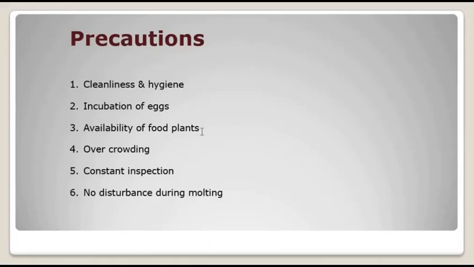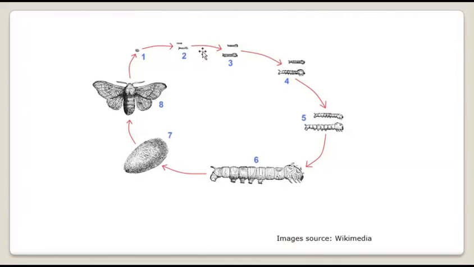Then, no disturbance during molting. Okay, what is molting? Molting is the shedding of the old cuticle by the larvae. Why is it needed? It is needed so that the larvae can grow further. The larvae become bigger and bigger in size, right?